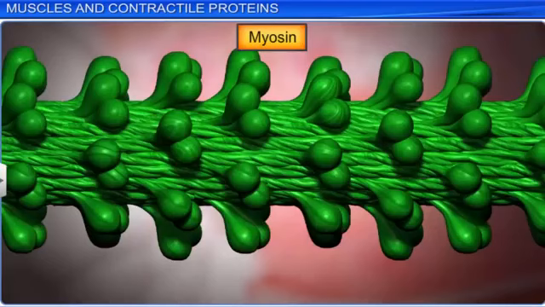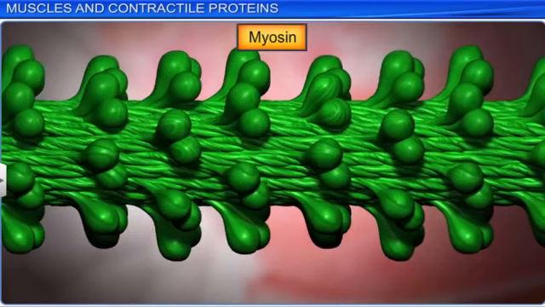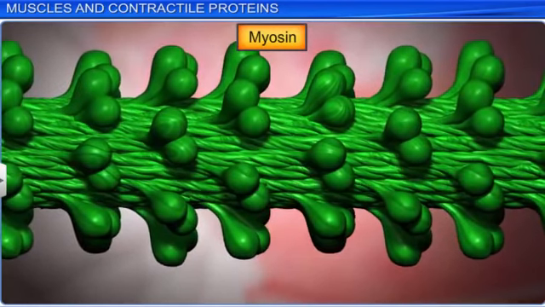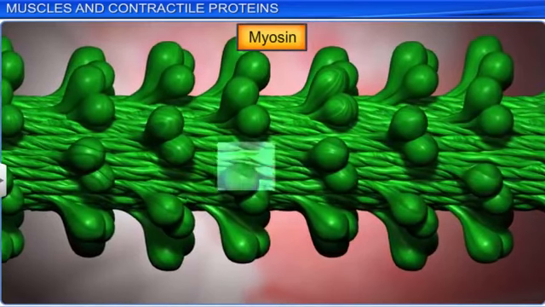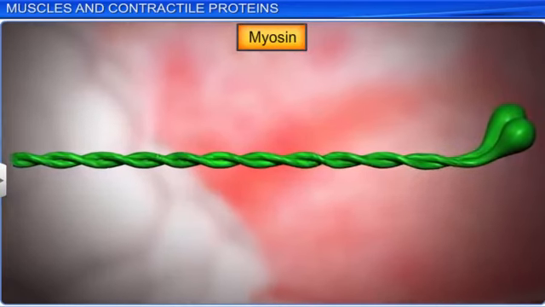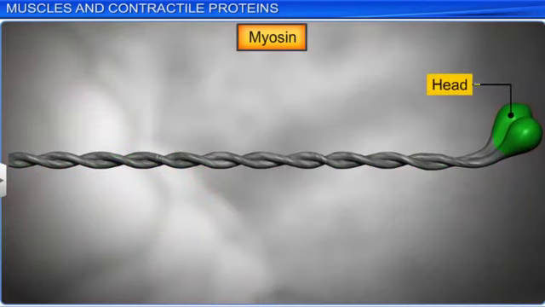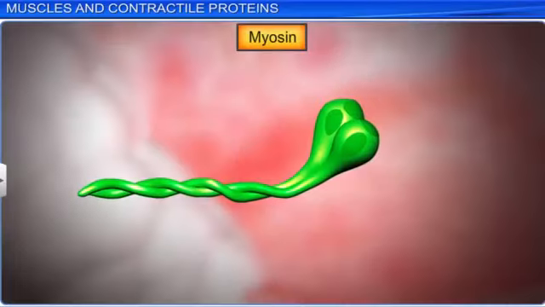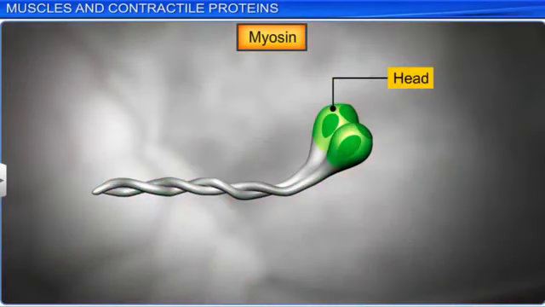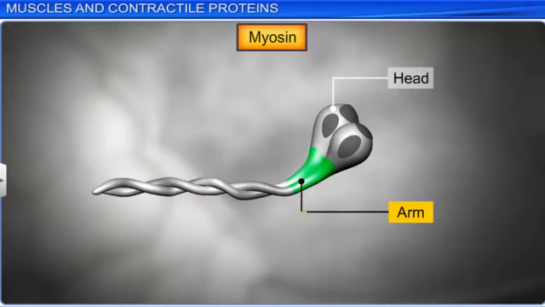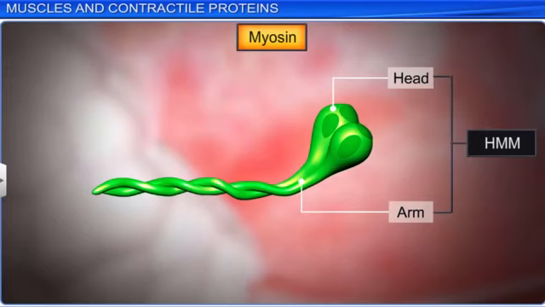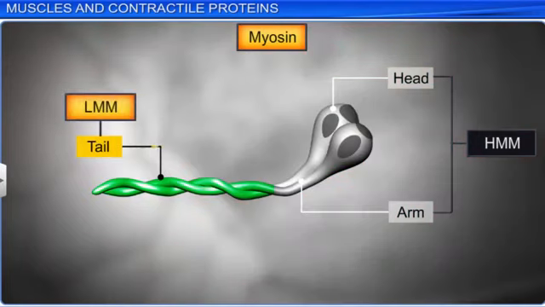Similarly, each myosin or thick filament is a polymerized protein. It is made up of many monomeric proteins called meromyosins. Each meromyosin consists of two important parts, a globular head with a short arm and a tail. However, the globular head and arm is heavier than the tail and is therefore called heavy meromyosin or HMM, while the tail is called light meromyosin or LMM.